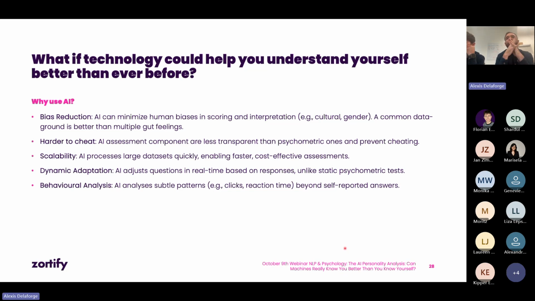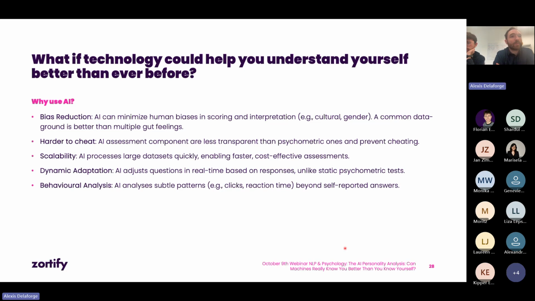And the two last points are really to make you feel how technology could help you understand yourself better than ever before. And it's the "better than ever before" that I want to discuss in the last two points. They are still research areas, the dynamic adaptation and the behavioral analysis, but they show how we can get better and better at predicting personality using AI.